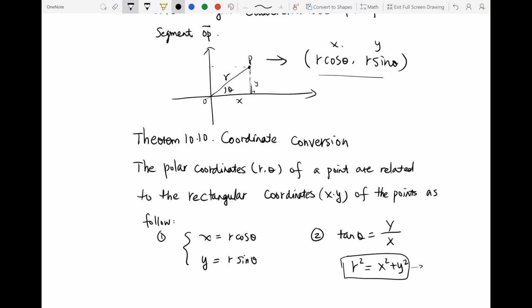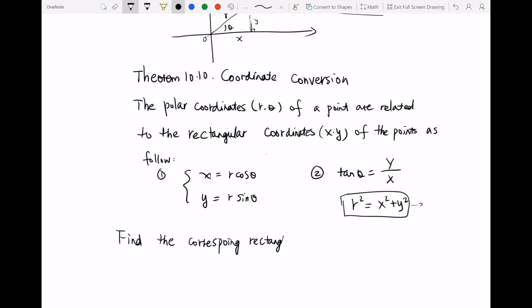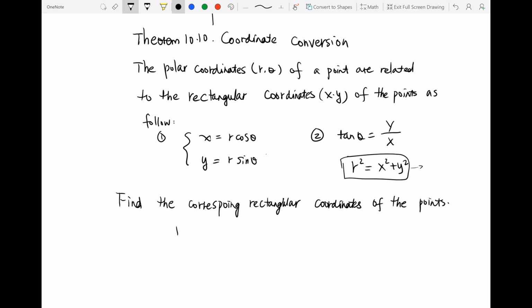So now we're going to do several examples. Find the corresponding rectangular coordinates of the points. Alright, so first one, 8, pi over 2.